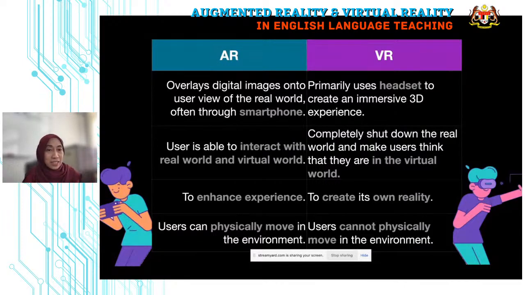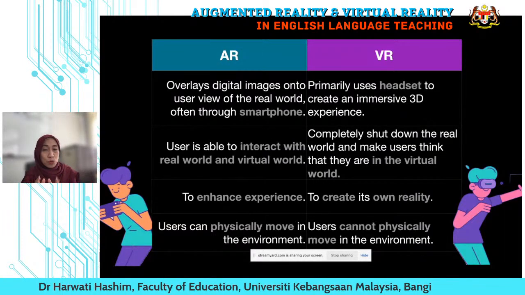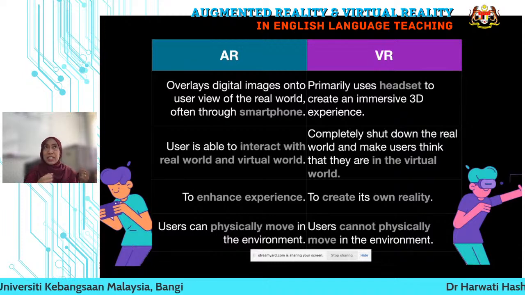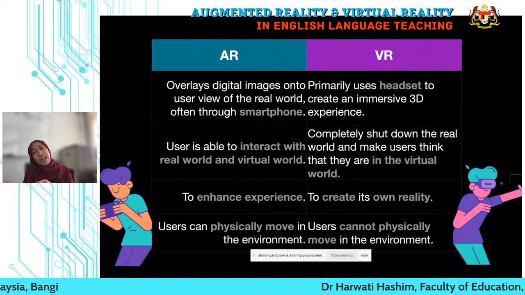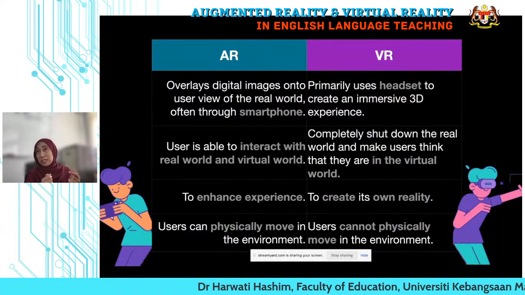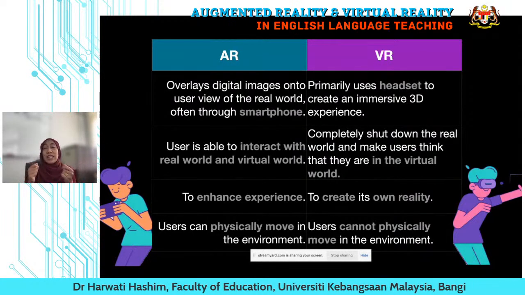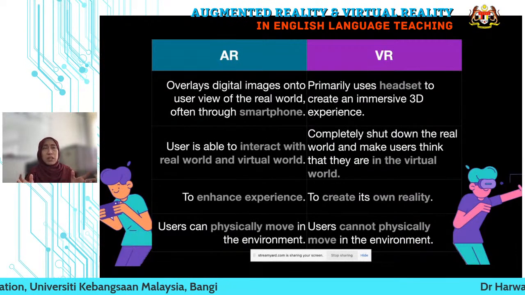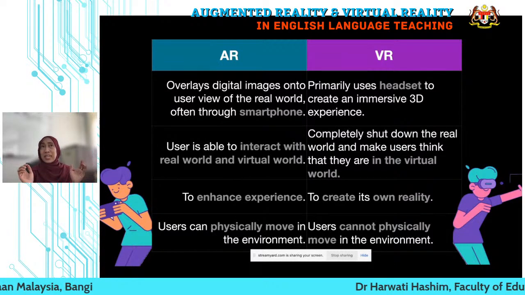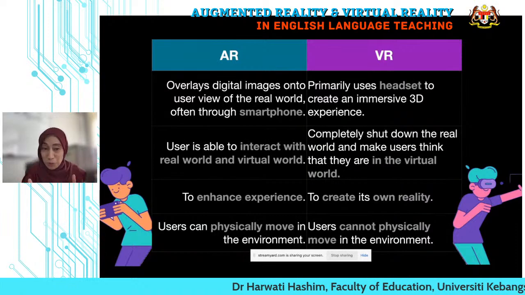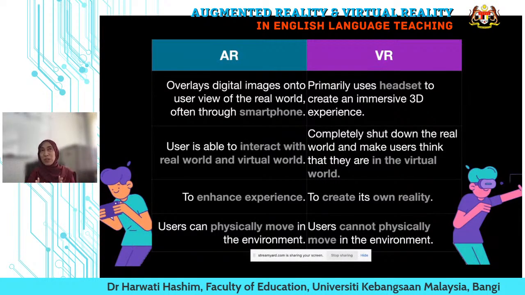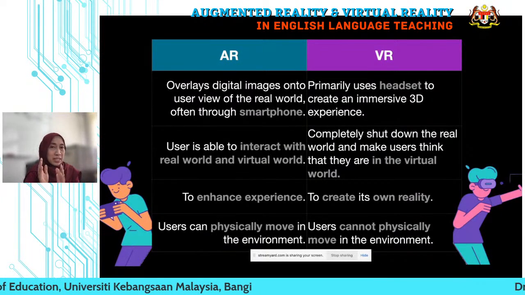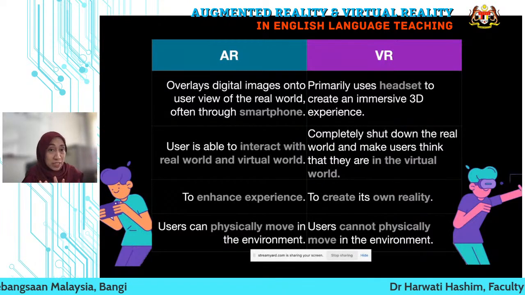So it's in a different world. AR definitely enhances experience, and VR creates its own reality. AR users can physically move in the environment because as they are playing with the overlay digital images, they move around. What more if it is location-based markers or location-based ARs, they have to move around to find things, like Pokemon Go, right? As for VR, users cannot physically move in the environment. They move in the virtual world. They are not moving in the real world. So these are, I would say, the main differences between AR and VR.